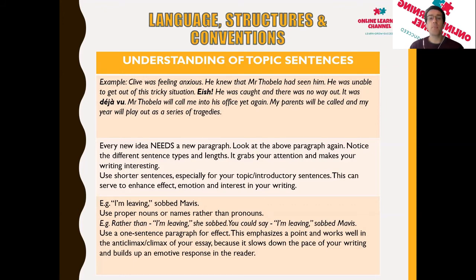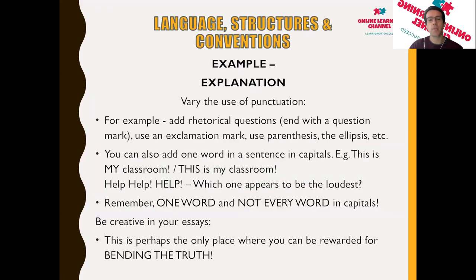Okay, so for example, "I'm leaving," sobbed Mavis. Use proper nouns or names rather than pronouns. Rather than "I'm leaving," she sobbed, you could say "I'm leaving," sobbed Mavis. Use one sentence paragraphs for effect. This emphasizes a point and works well in the anti-climax or climax of your essay because it slows down the pace of your writing and builds up a more emotive response in the reader.